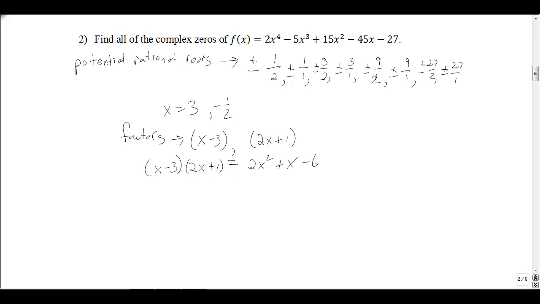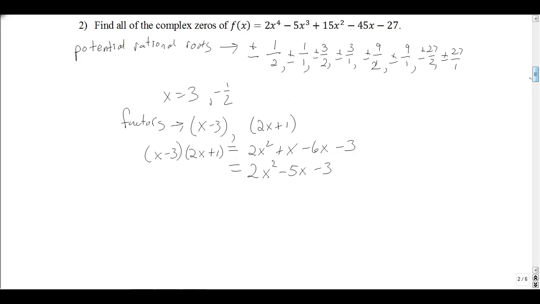Inside is minus 3 times -2x, which is minus 6x. -3 times 1 is -3. So that gives me 2x squared minus 5x minus 3. And then I know this 2x squared minus 5x minus 3 should be a factor of 2x to the 4th minus 5x cubed plus 15x squared minus 45x minus 27. So to find out what the rest of the factors are, I'm going to do the long division.